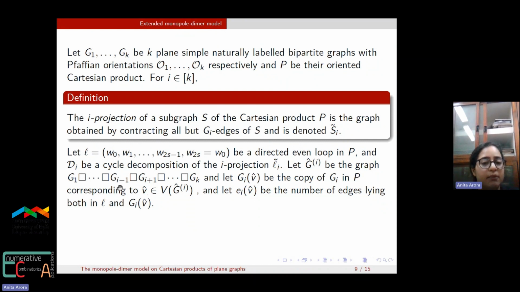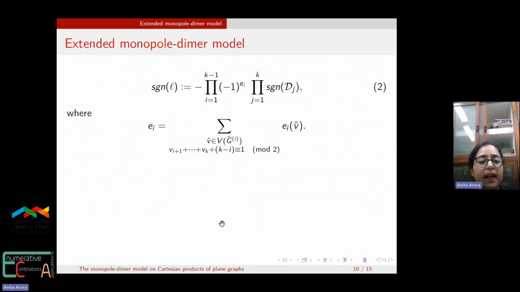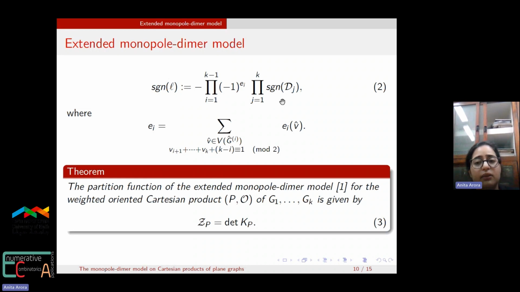Let Di be a cycle decomposition of the ith projection. Then the sign of the loop can be written as the product of (-1) to the power Ei times the sign of the cycle decomposition. By the lemma that we just discussed, the sign will not depend upon how you choose the cycle decomposition. So this is well defined, and Ei is a quantity which is coming from how you have assigned the orientation over the graph using the orientations O1, O2, up to Ok. Now one can note that this quantity in 2 will not depend on the orientations O1, O2, up to Ok.